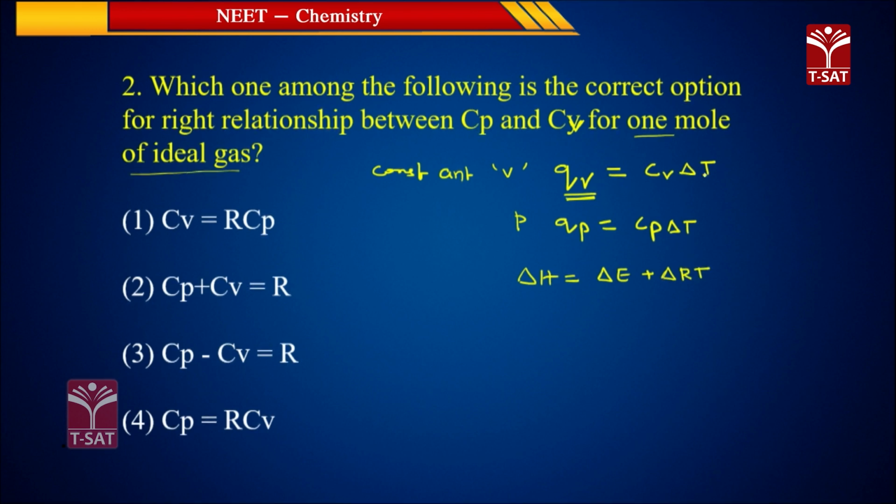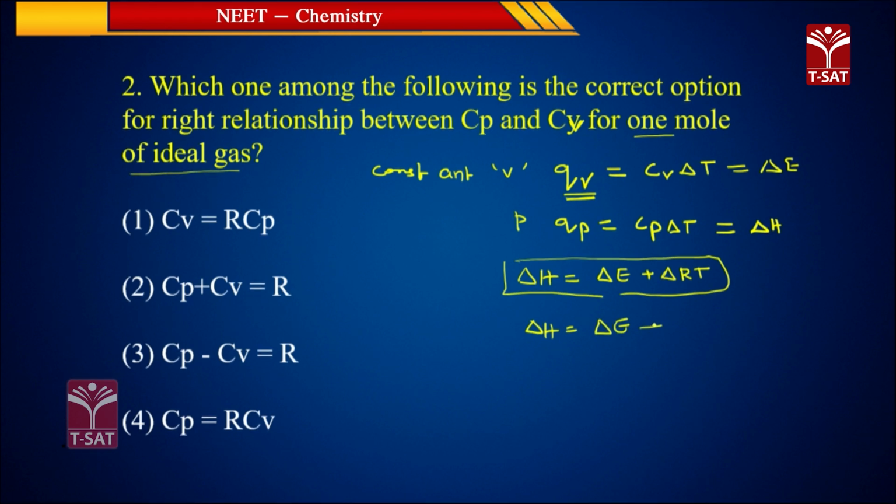So QV is equal to Cv delta T, this is nothing but at constant volume the heat capacity is equal to the change in internal energy. At constant pressure, the heat capacity is equal to the change in enthalpy, right? So delta H is equal to delta E plus delta nRT, delta n value is 1, that is why we have kept delta RT. So we can write it as delta H is equal to delta E plus R delta T, right.